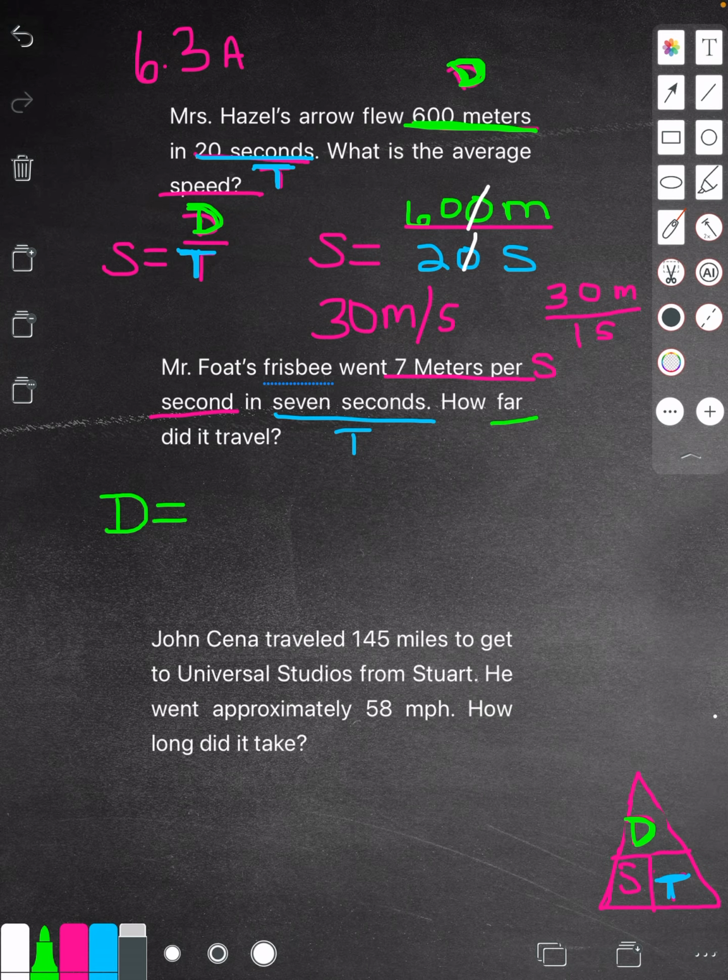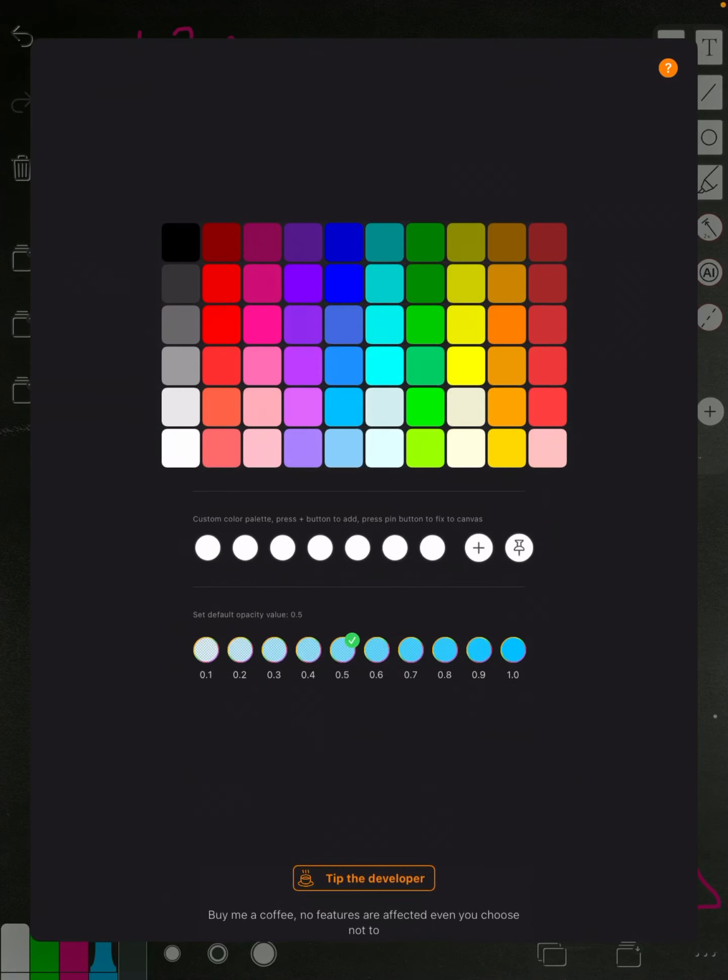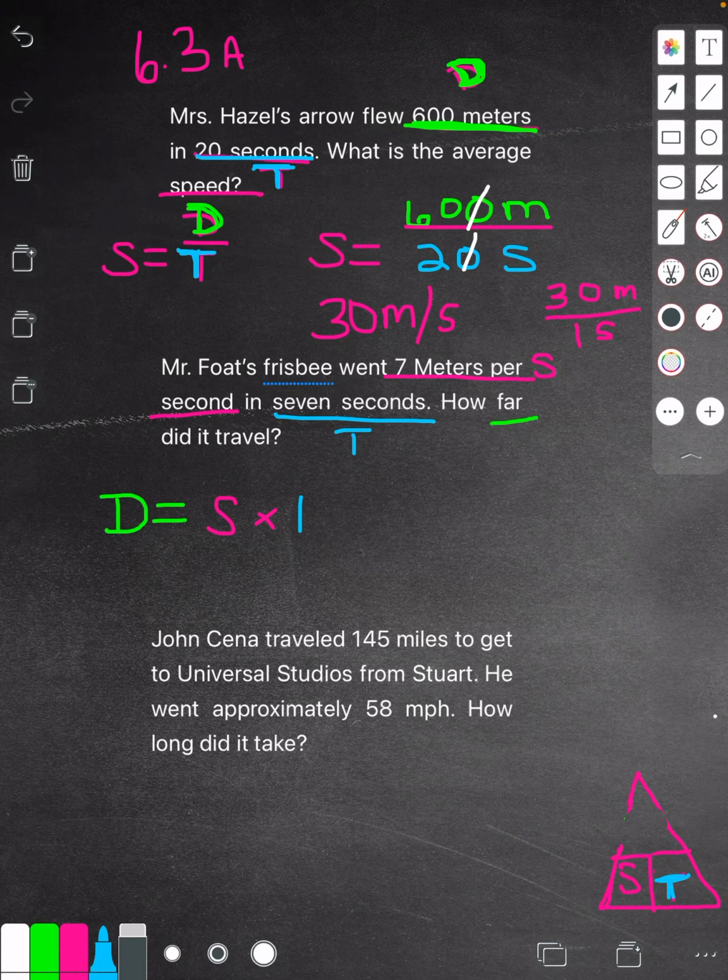If I come down to my triangle, I get rid of the D on the top. I cover up the D with my thumb. I am left with S for speed right next to T for time. Speed and time right next to each other. Remember, if two things are right next to each other, what does it mean? It means that you are multiplying. Speed and time. All right. Put my D back for the next one.